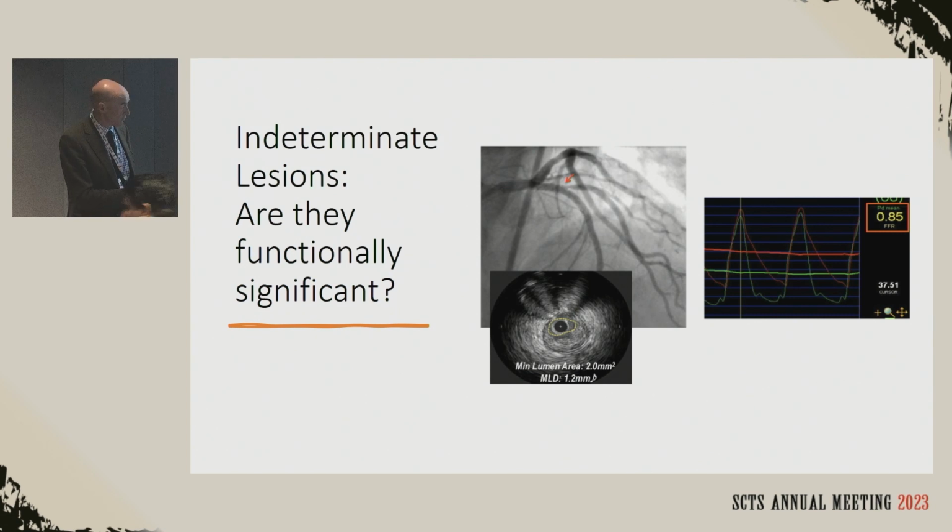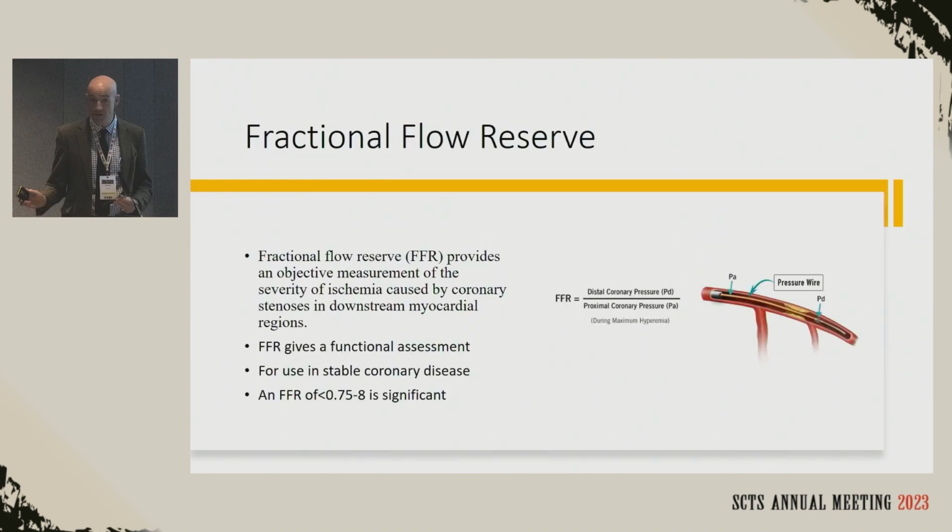However, FFR does. What an FFR is, it's a very simple idea really, where you pass a wire down the coronary and you're measuring the pressure distal to the stenosis and then proximal, and it's a ratio of the two. There are a lot of assumptions in that calculation. However, overall, if you give maximum hyperemia, so you give the patient intravenous adenosine, it gets rid of microvascular resistance, and that will give you a meaningful ratio.